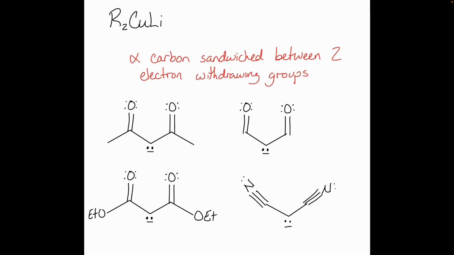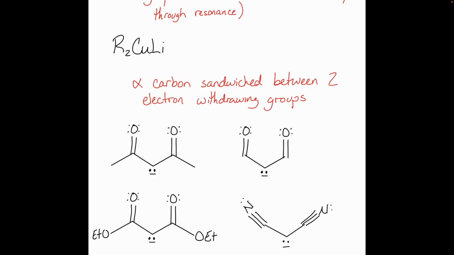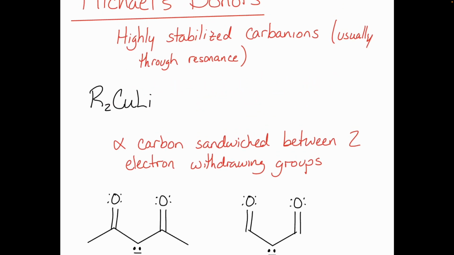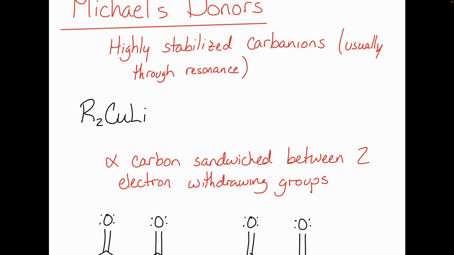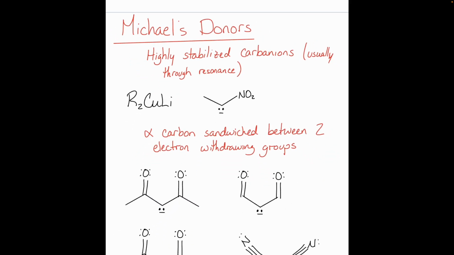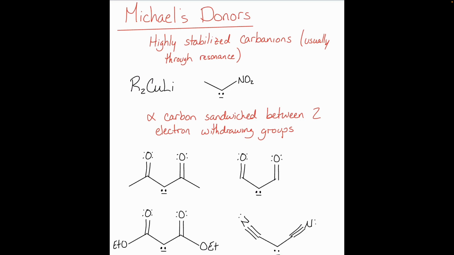All right, so there is one note that we're going to put up here, a little bit of an oddball, and that is if we have a nitro group. Nitro groups are just such strong electron withdrawers that you don't need two of them. You only need one. One of them is enough to really stabilize that carbanion to the point where it will favor that beta carbon in these reactions.